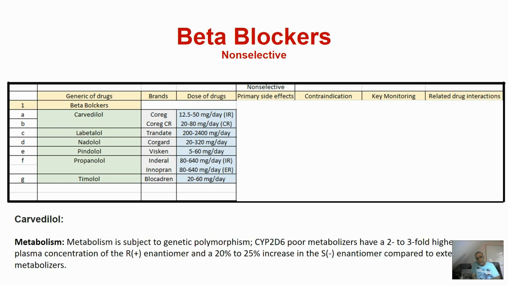And the metabolism is subject to genetic polymorphism. CYP2D6 poor metabolizers have a 2 to 3-fold higher plasma concentration of the R positive enantiomer, and a 20 to 25 percent increase in the S negative enantiomer compared to extensive metabolizers. In this situation, the metabolism of the enantiomers of these drugs can also be selective.